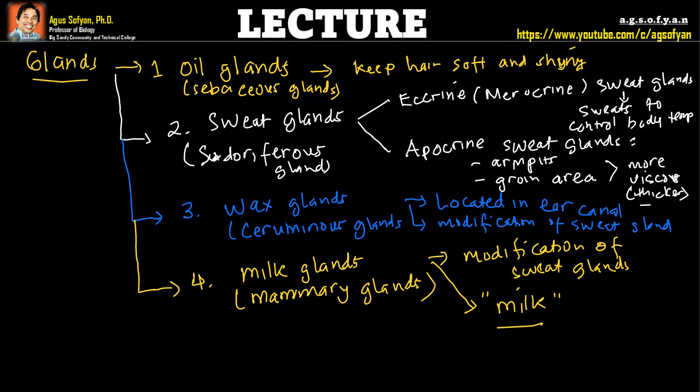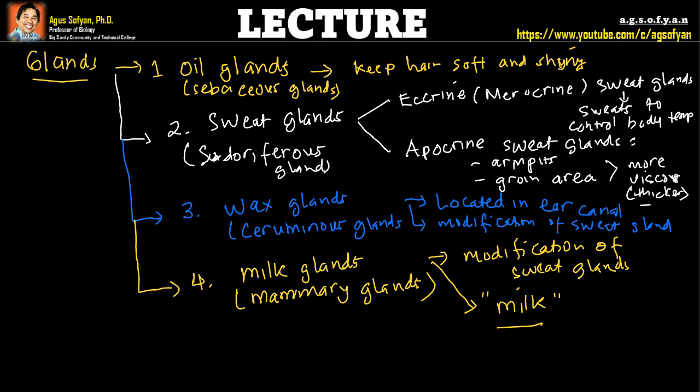The second one is going to be sweat glands, and we have two types of sweat glands in our body. The eccrine or merocrine glands, this is the most common or most abundant type of sweat glands in our body. The main function is to control our body temperature. And the second type of sweat gland is called the apocrine sweat gland. It is only located in certain parts of our body, like under the armpits, groin area. And this usually produces more viscous or thicker sweat.